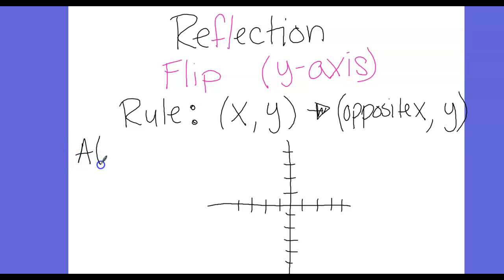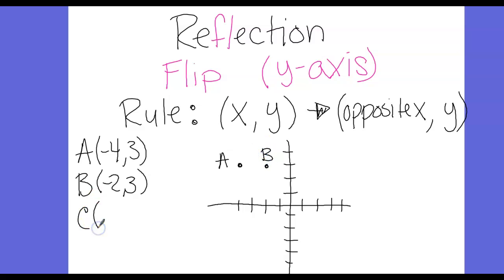So A is going to be -4, 3, so graph that. B is going to be -2, 3. And C will be -3, -2. So what shape do we make now? I'm going to go ahead and finish it, just so we have it all in one place.